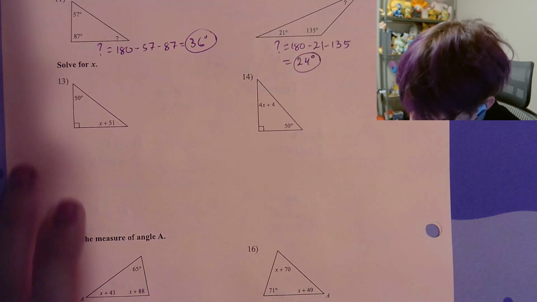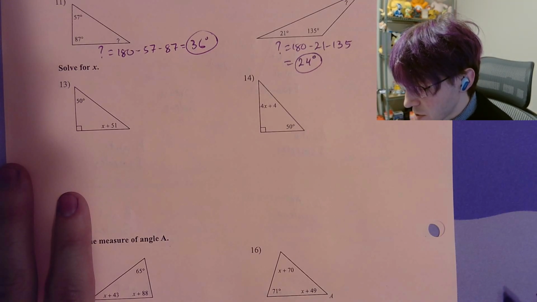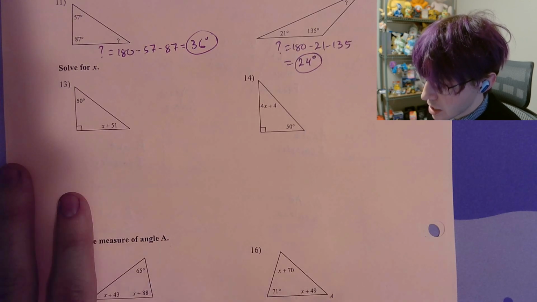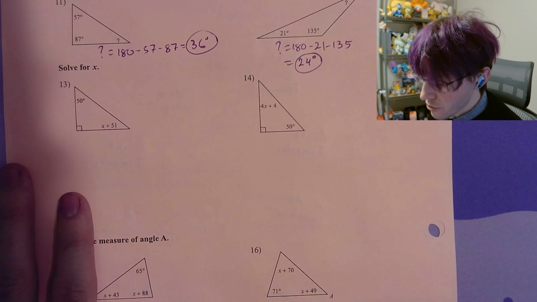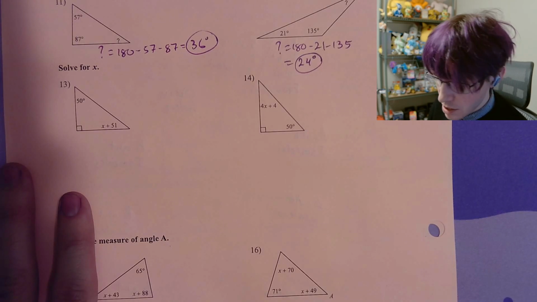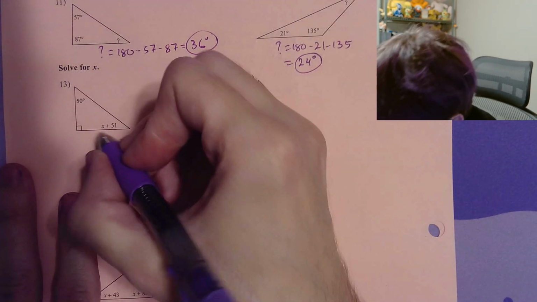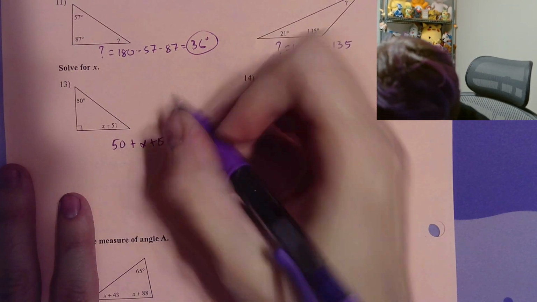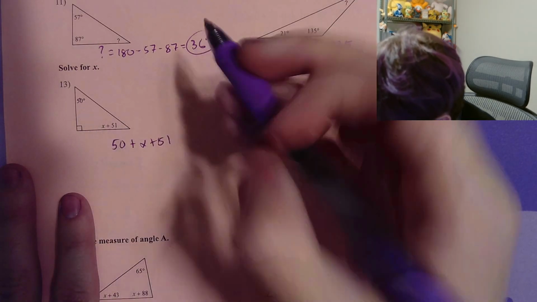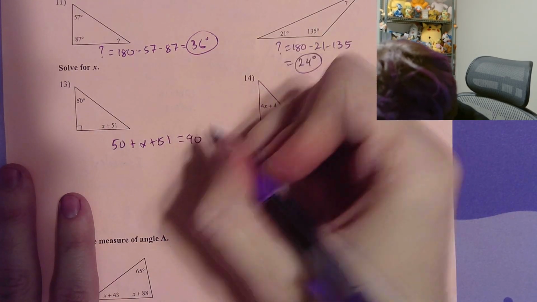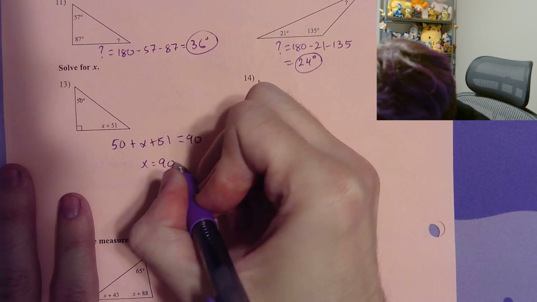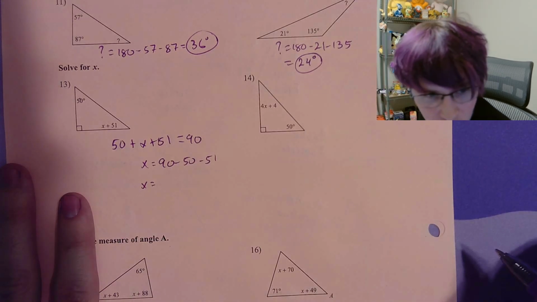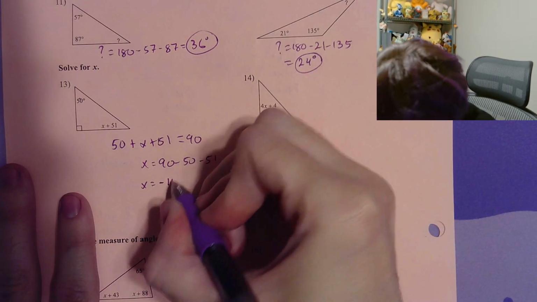Number 13 here, all three sides add up to 180, but if you see a right angle, you should be thinking 90 degrees, because if one's 90, then the other two have to add up to 90, because 90 plus 90 is 180. So we're going to go ahead and say 50 plus x plus 51. We're doing these two different angles here. They add up together to be 90, or in other words, x is going to be 90 minus 50 minus 51. Turns out that's going to be negative 11.